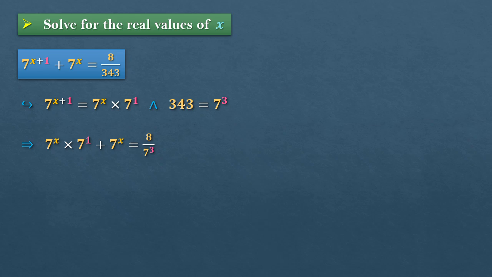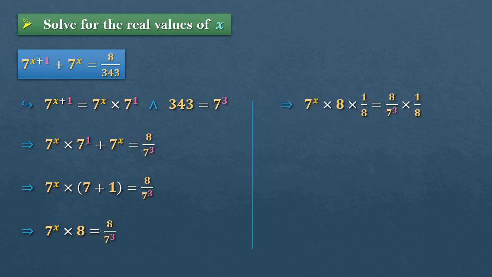Next, we factor out 7^x from the left-hand side to get 7^x times (7 plus 1) equals 8 divided by 7^3. This equation implies that 7^x times 8 equals 8 divided by 7^3. Multiplying both sides by 1 divided by 8 yields 7^x times 8 times 1/8 equals 8 divided by 7^3 times 1/8.